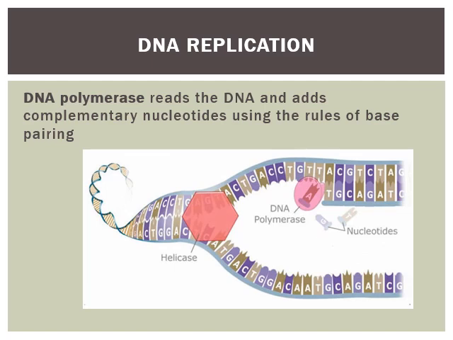As helicase unzips it, we have another enzyme called DNA polymerase. And basically what DNA polymerase does is it comes in and it reads the DNA and it adds whatever complementary base pair that it needs to. So if it reads a T, it's going to add an A. If it reads a C, it's going to add a G, and so on down the line.